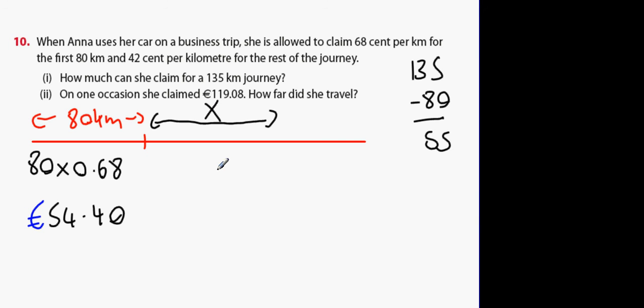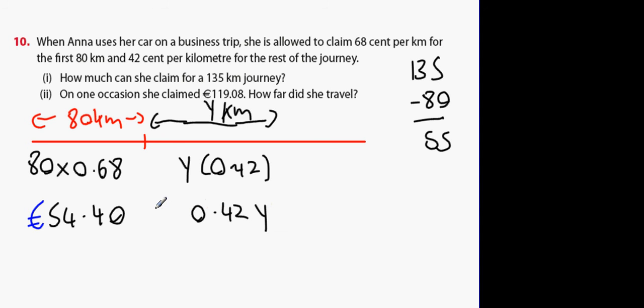Actually, I won't call it X because X will get mixed up with the multiplication sign. I'll call it y, a distance of y kilometers. What we do is multiply y by what you multiply every kilometer over 80 by, 0.42. y multiplied by 0.42 is 0.42y. If I add the two of these together, what's my total bill? My total bill is 109.08. Do you got it?